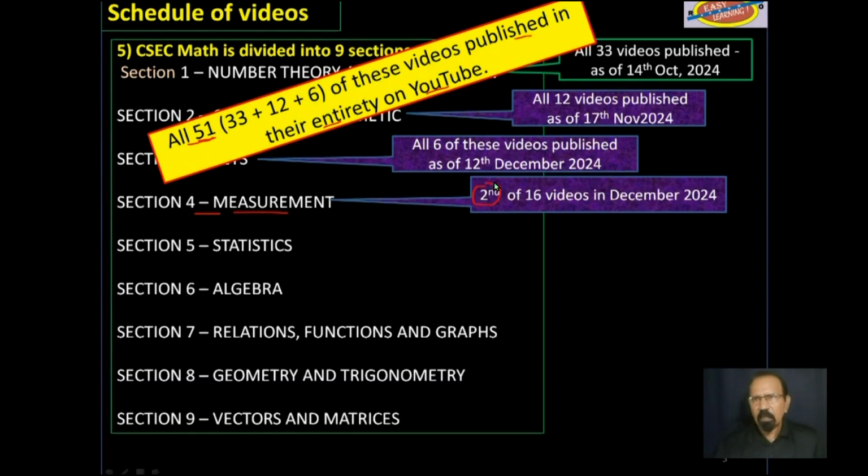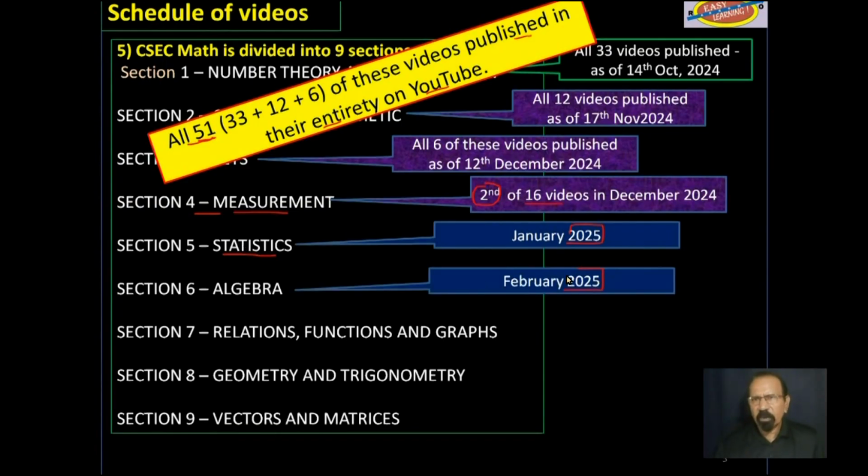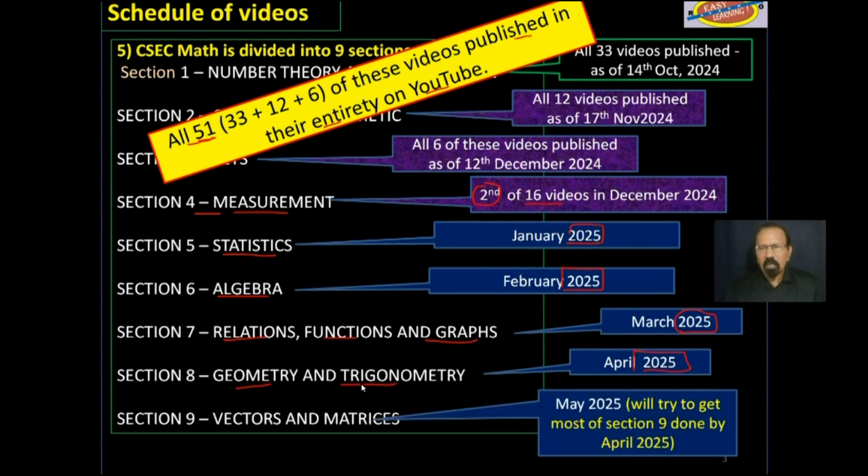This is the second of 16 videos, and then by end of January 2025, statistics. End of February 2025, algebra. End of March 2025, relations, functions, and graphs. And then April 2025, geometry and trigonometry. And finally, by mid-May hopefully, 2025, vectors and matrices, and that will take care of all the objectives in this syllabus.